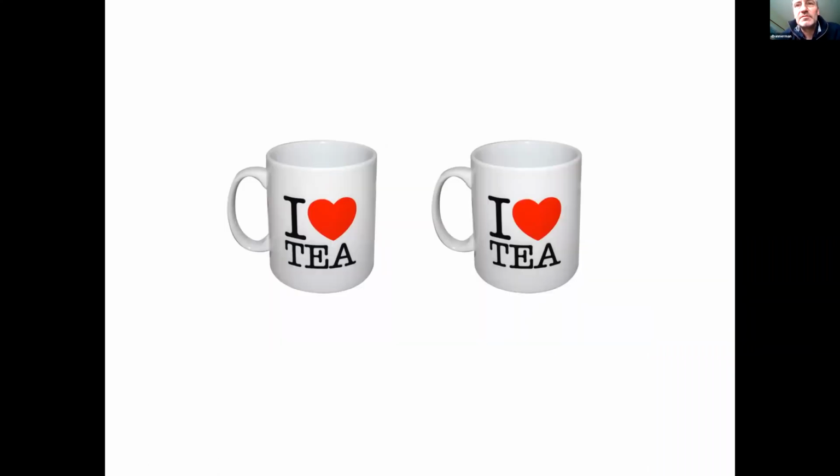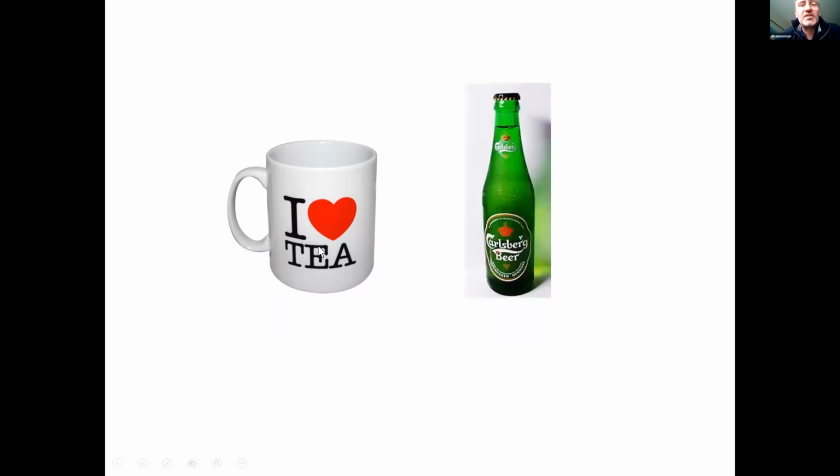Now mice don't care about Boris and Donald, but we can use tasks like the classic object recognition task to look at these short-term habituation processes. So for example, we can expose the mouse to two copies of the I Love Tea mug, and then after a short interval, we can give them an I Love Tea mug and a Carlsberg beer bottle.